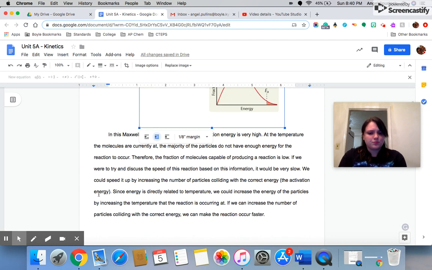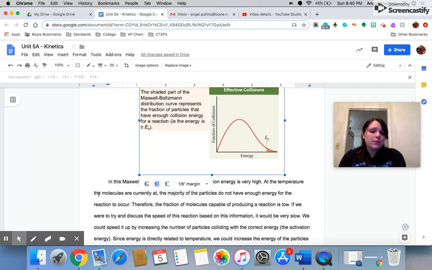Now, if we could somehow increase the energy of these particles, well, then more of the particles would have the energy that they needed to react, and so therefore the fraction would get higher. Now, there are several ways that we can increase energy, but the most common that we're going to talk about is temperature, right? We can increase the number of collisions. We can increase the energy by increasing temperature.